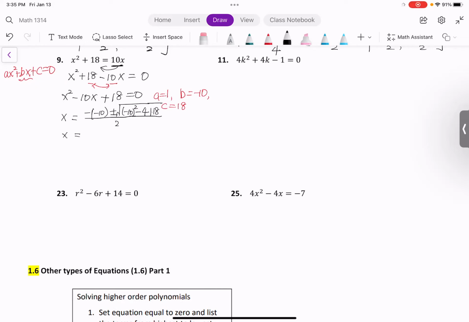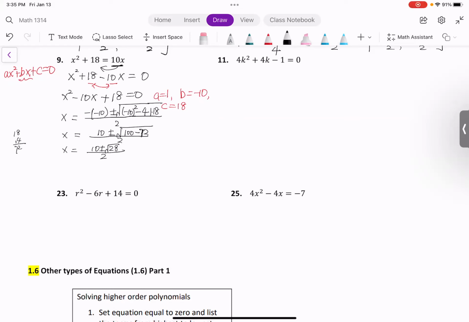Let's simplify the expression. We have -(-10) is +10, plus or minus the square root of -10 squared, that's 100, minus 4 times 1 times 18. What is 4 times 18? That's 72, over 2. x equals 10 plus or minus the square root of 100 minus 72, that's 28.